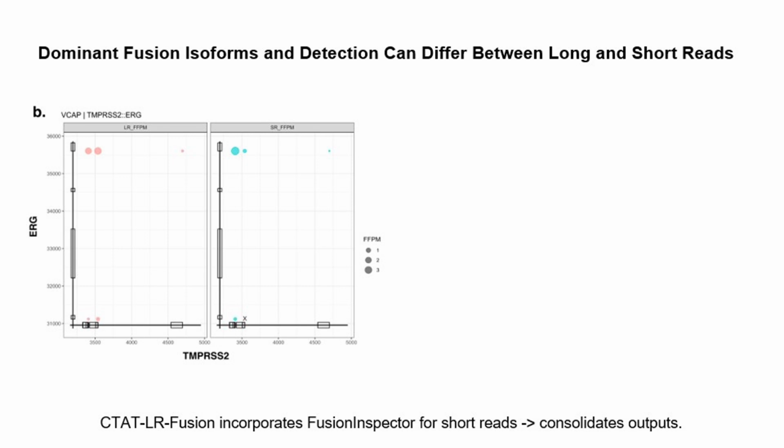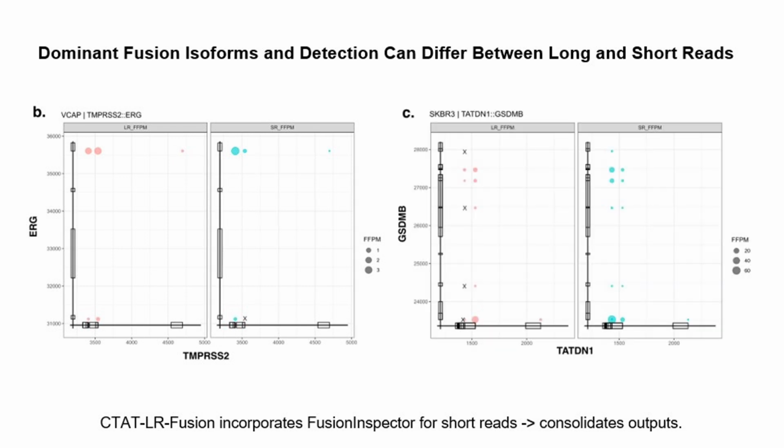This is the TMPRSS2 ERG, where we have long read support, we have short read support, and you can see that there are different breakpoints. There's a case here where we have it from long reads, but we don't have the fusion found from short reads. And in this other fusion, TATDN1 GSDMB, there are many isoforms. I think there are like 13 to 15 different isoforms for this one fusion pair. And there are many cases where we have short read evidence, but we don't have long read evidence. So it can go either way.